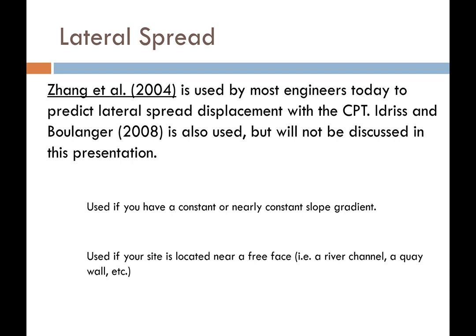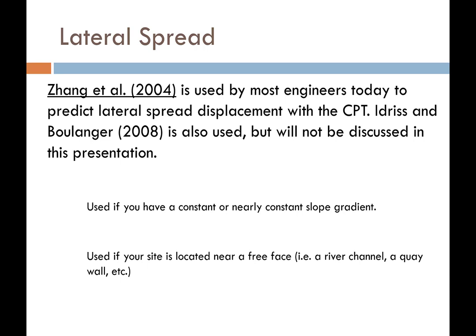And it was really based on 7 CPT lateral spread points. Not 7 events, 7 points. They had a lot more SPT data than they had CPT data. But it was one of the first, if not the first, lateral spread model published for the CPT. And the engineering world was hungry for a model using the CPT. So as such, they clung to it, and they've been using it ever since.